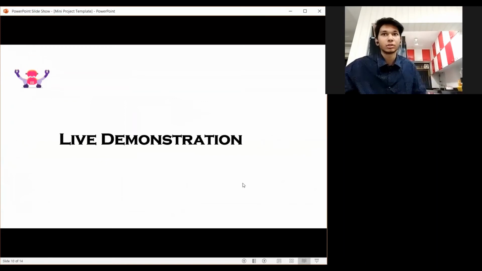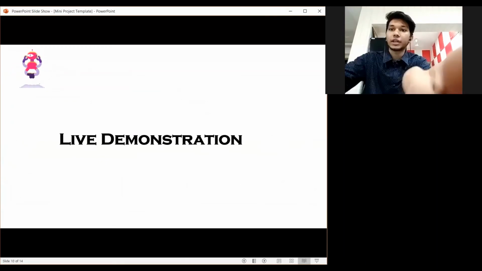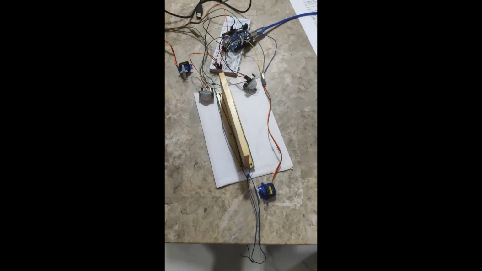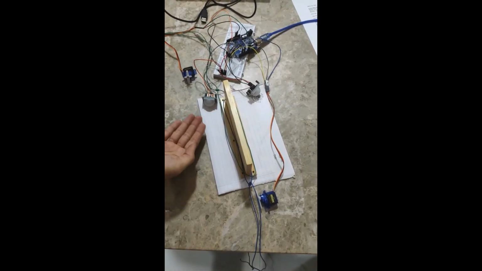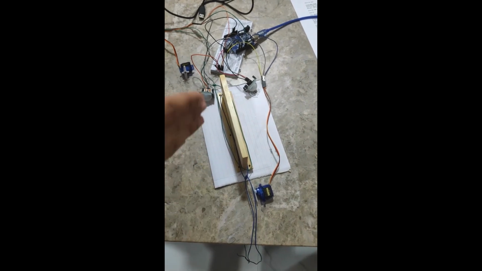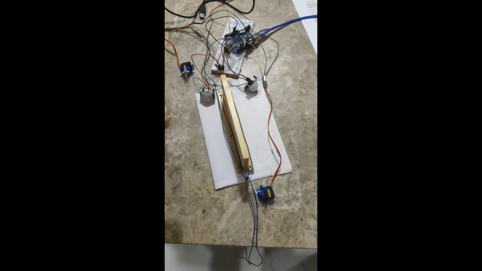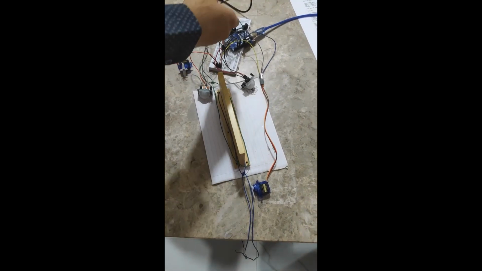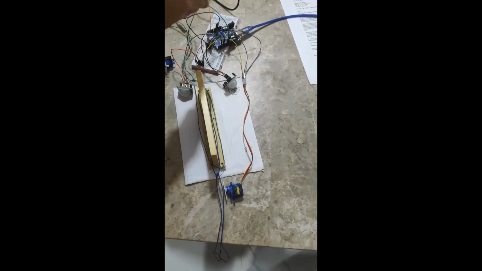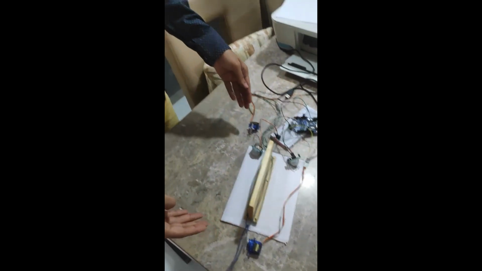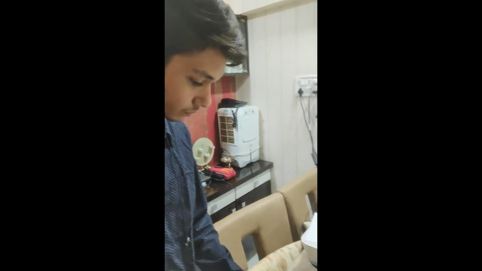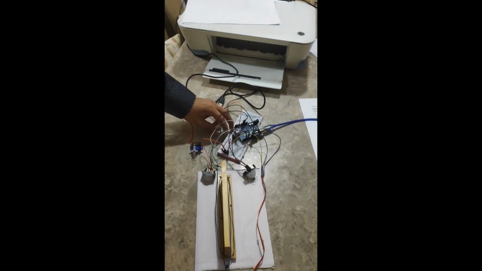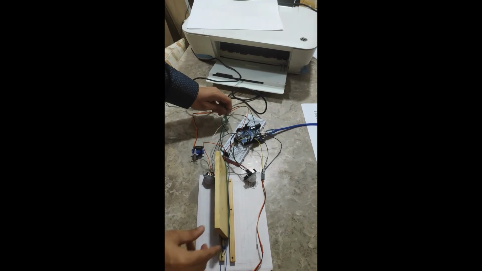Now for the live demonstration, I'll turn my camera around. These are the two sensors on either side of the door, which tell us if a human has come near the door. This information goes into the Arduino, which further tells the motors to run. So this motor will move anti-clockwise and this will move clockwise, and it will open the door something like this.